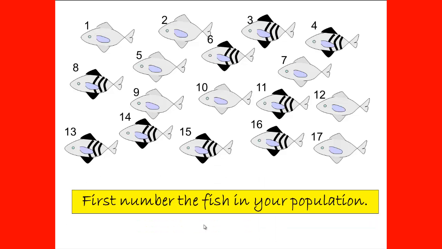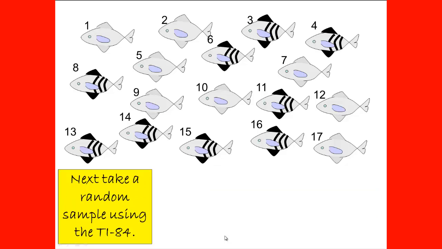The first step is to number the fish in your population. Notice you do not have to number your fish in the same order that I did. If you're following along on the screen, of course, you'll number them my way. If you have a handout with these fish on it, you may number yours differently.